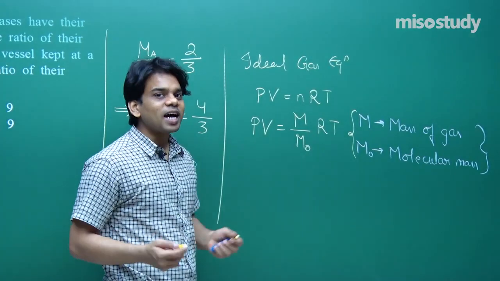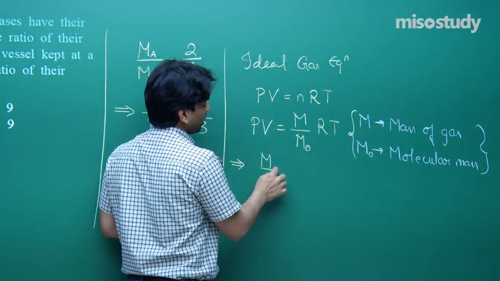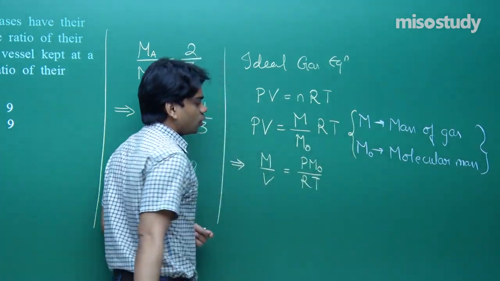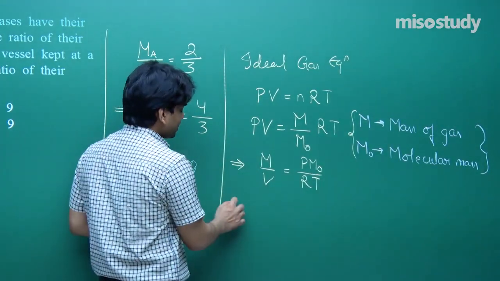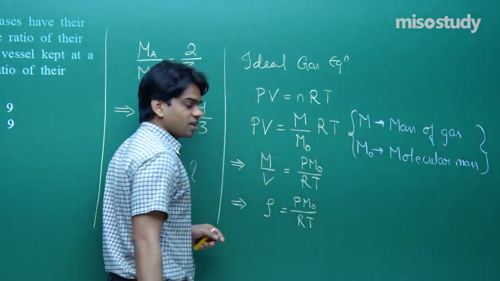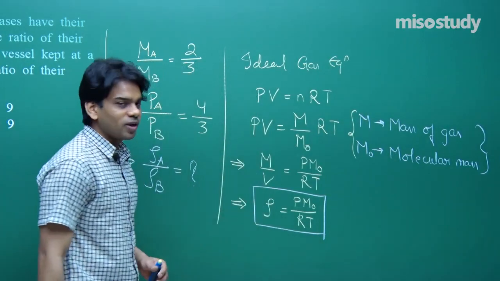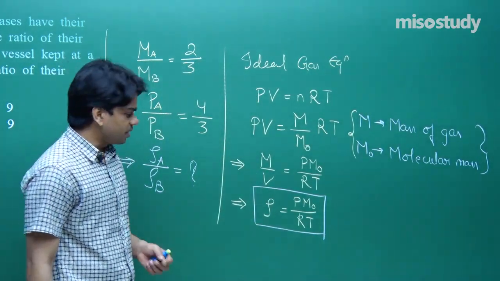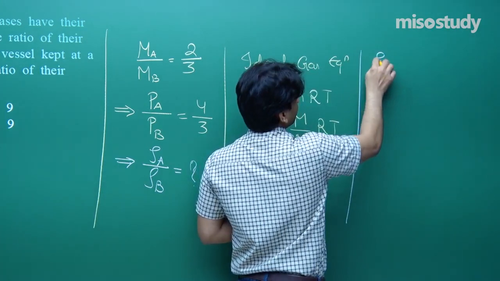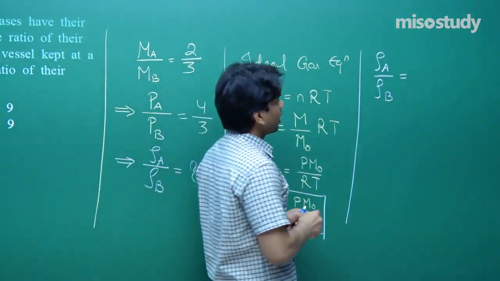From here we all know that density will be what? M upon V. So if I make M upon V the subject, we will obtain M upon V equals P times m naught by RT. This is what we are going to obtain. M upon V is the density. Let me write this as rho, that will be equal to P into m naught by RT. Clear? I believe this would be clear to you, how you can reach a formula to identify the density of gases. We have to compare the densities of A and B. So comparing the densities of A and B, we can write rho A by rho B is equal to PA MA upon RT and PB MB upon RT.